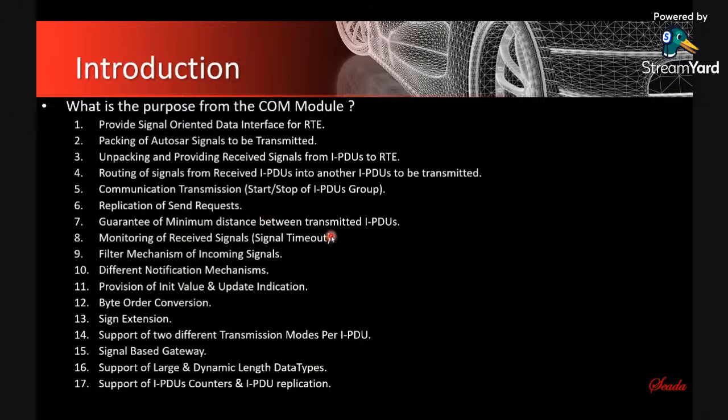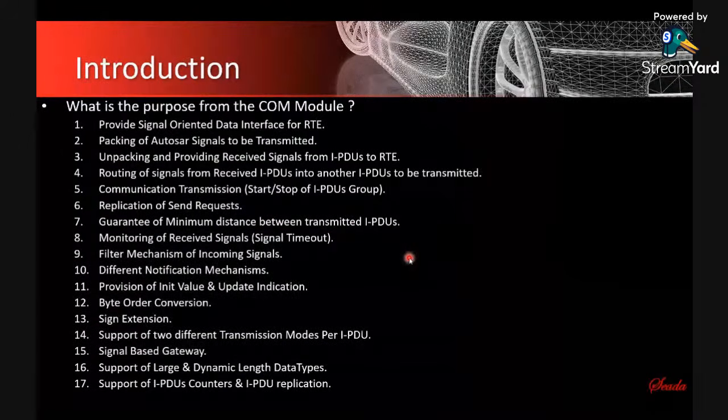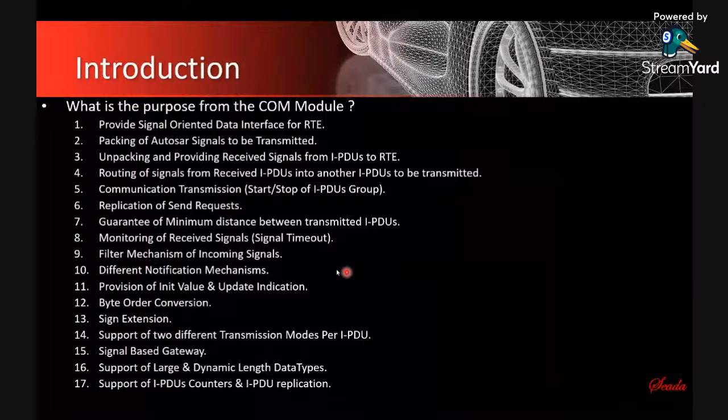Replication of send requests. This is also a mechanism requested in the COM. Guarantee of minimum distance between the transmitted IPDUs, so no chaos can happen on our bus. And monitoring of received signals, like the signal timeout, and filtering mechanism, different notification mechanisms, also provision of init values, update indication, byte order conversion, sign extension, support of two different transmission modes, and signal-based gateway. And we're going to talk about large and dynamic IPDUs, and also the IPDU counter and replications.